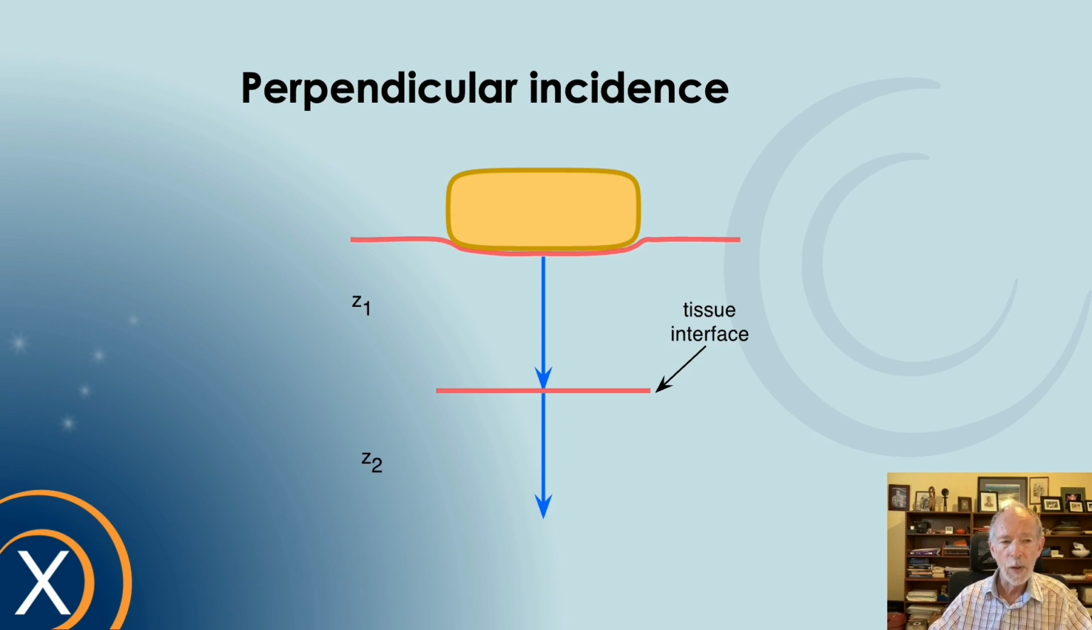So, for example, if you had some kind of a tissue dividing two parts of the liver, but the actual tissue either side of that was the same in terms of its acoustic properties, so that Z1 and Z2 were equal, there would be no reflection from the interface.